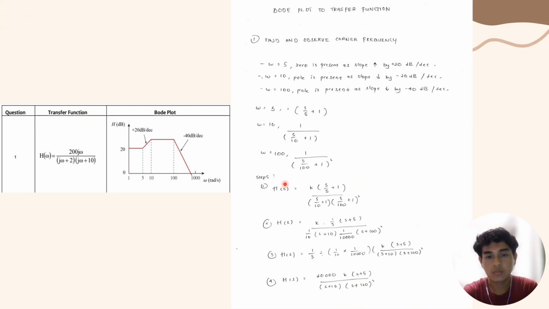After that, we need to key in the standard form into one equation, which leads to H(s) equals K (s/5 + 1) over (s/10 + 1)(s/100 + 1) to the power of 2. After we compute the equation, the answer will be H(s) equals 20,000 K (s + 5) over (s + 10)(s + 100) to the power of 2.